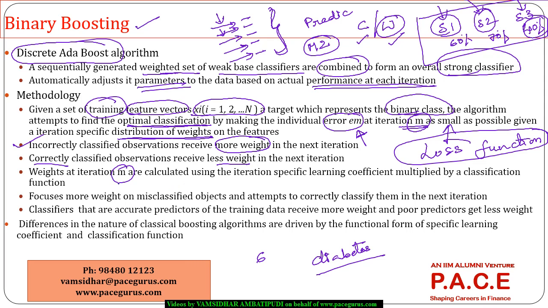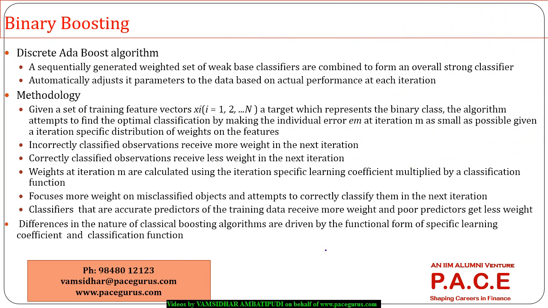And the weights at each iteration. Right now, how are we calculating the weight? We are saying more weight at one iteration and less weight, especially for those which are correctly classified. Now, how are the weights typically determined? So here we are using an iteration specific learning coefficient. So for each iteration, there is a specific learning coefficient. Generally, we represent it with alpha m. So there is an iteration specific learning coefficient alpha m, and this would be multiplied by a classification function.